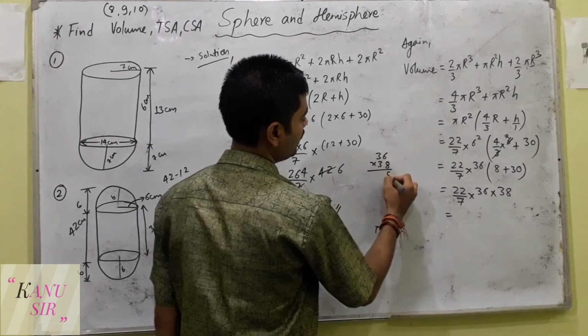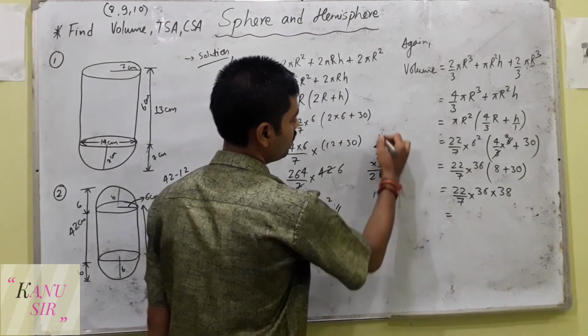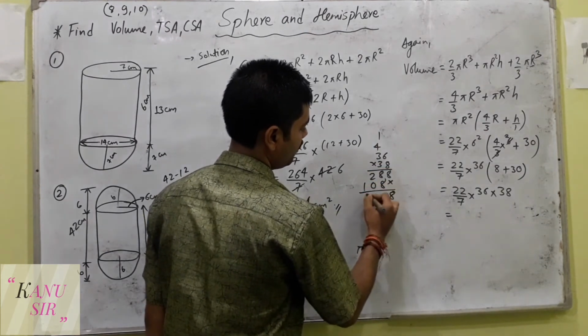8 times 6 is 48, 4. 8 times 3 is 24, 28. 3 times 6 is 18, 8, 1. 3 times 3 is 9 and 1, 10. 8, 6, 1, 3, 1.